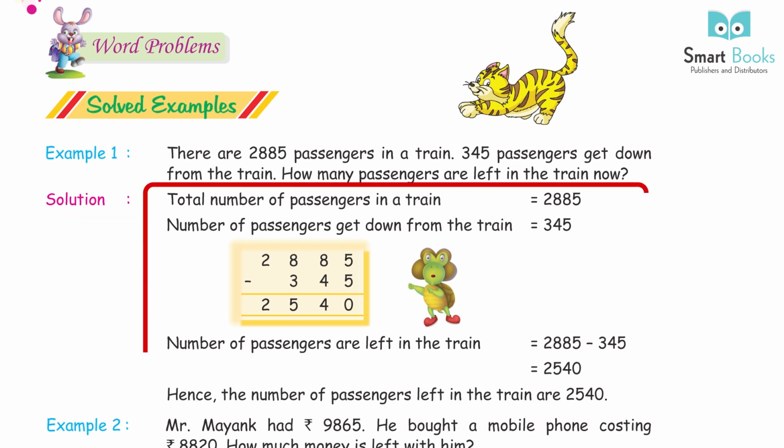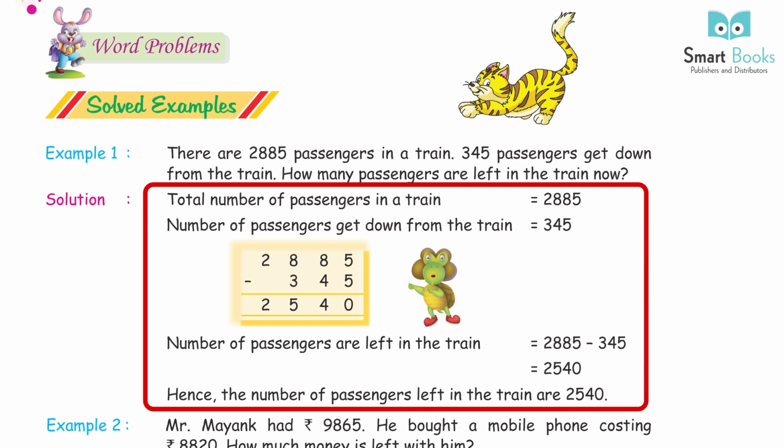Solution. Total number of passengers in a train is equal to 2885. Number of passengers who got down from the train: 345. 2885 minus 345 is equal to 2540. Number of passengers left in the train: 2885 minus 345 is equal to 2540. Hence the number of passengers left in the train is 2540.